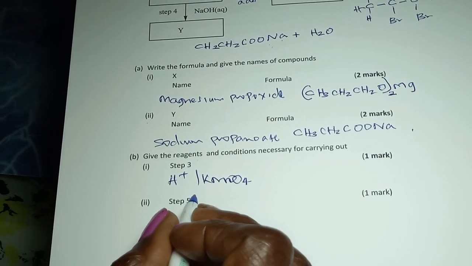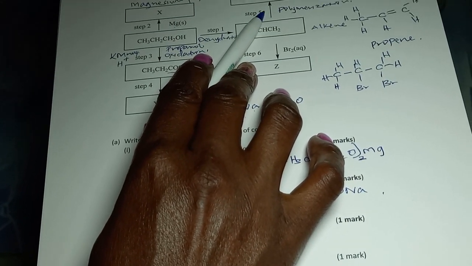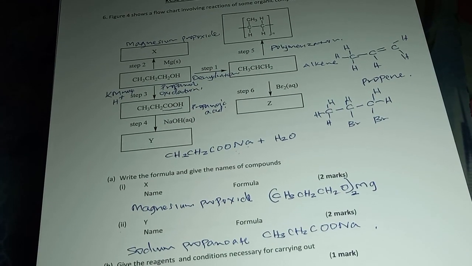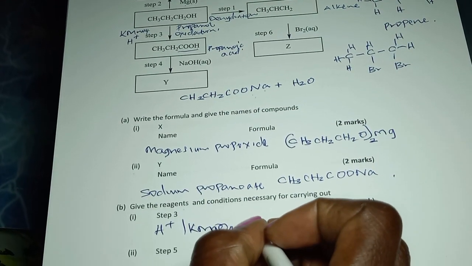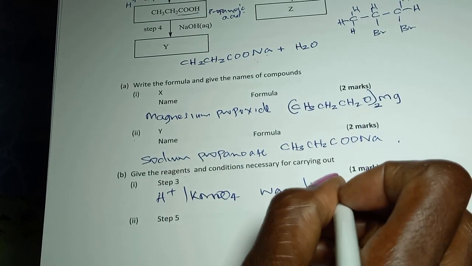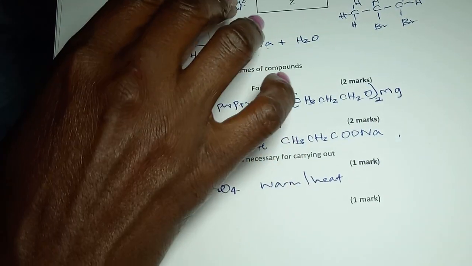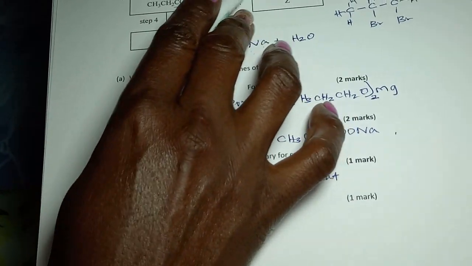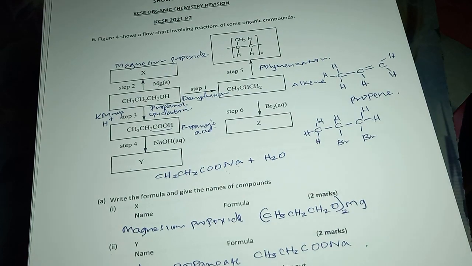Step 5, we have said, is the polymerization. And just a second. So acidified potassium permanganate, and you can warm. So you can warm, or you can just put heat and warm temperature. Step 5. The reagent here we have said is the starting alkene, which is propene.